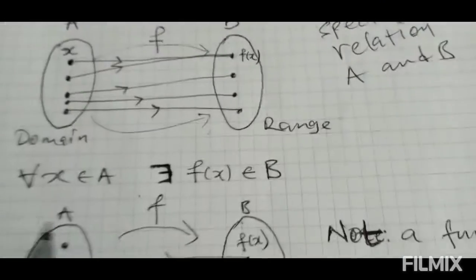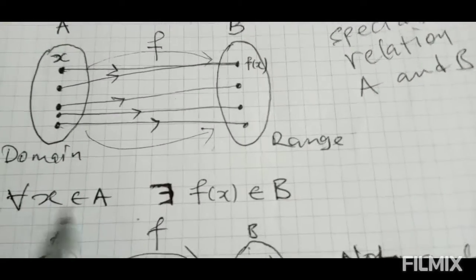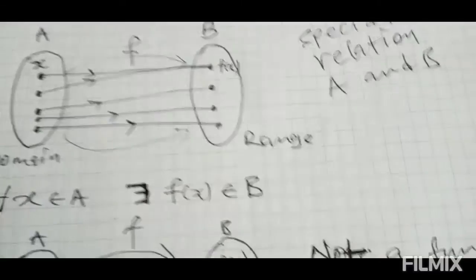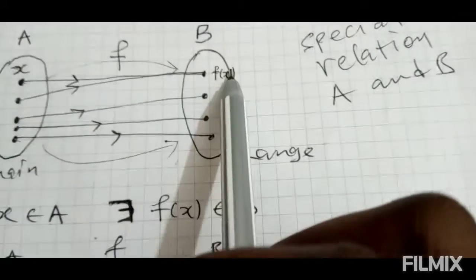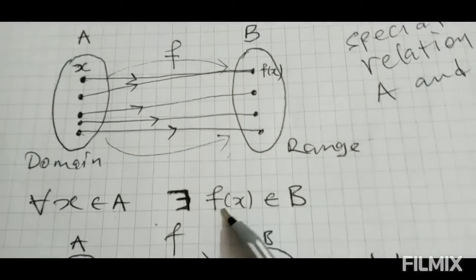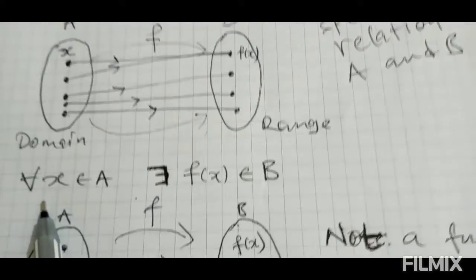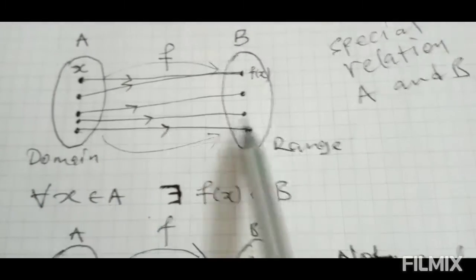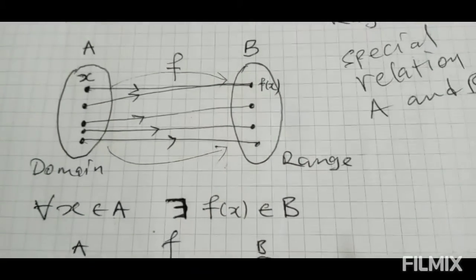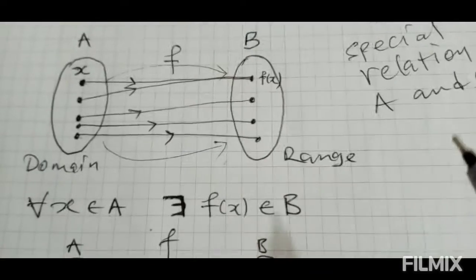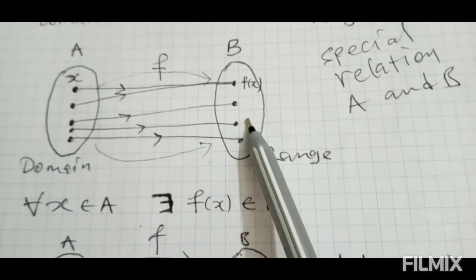So now the definition of a function in mathematical terms is: for every x a member of A, there exists at least an element f of x which is a member of B, for every element in A. Meaning every element in A has a matching in B. For a function to be defined, every element in A should have an image in B.